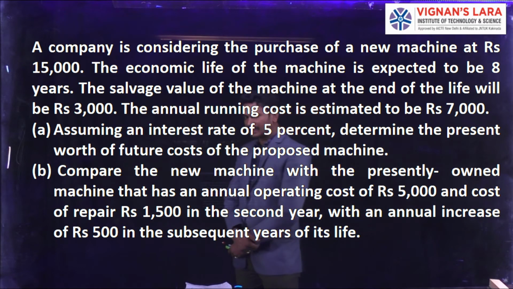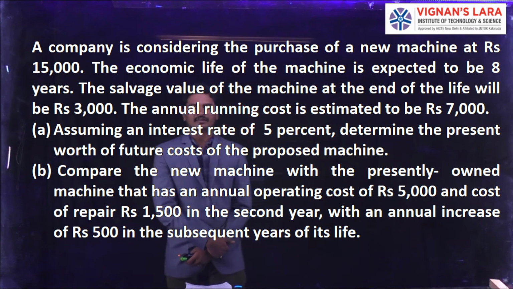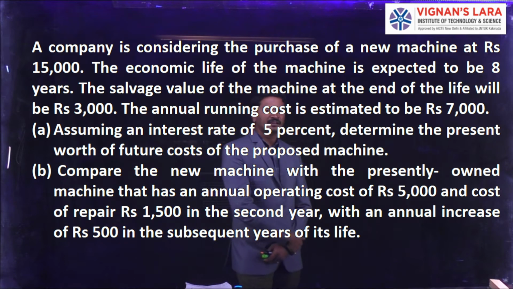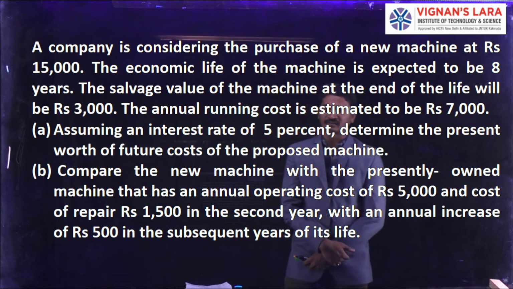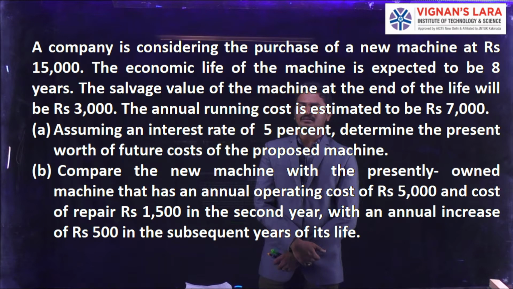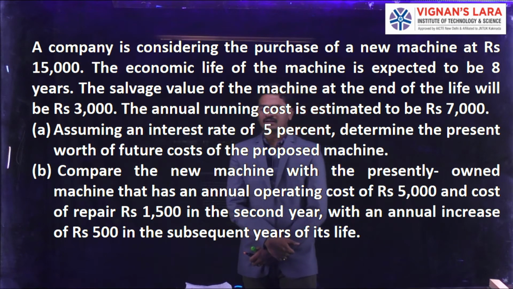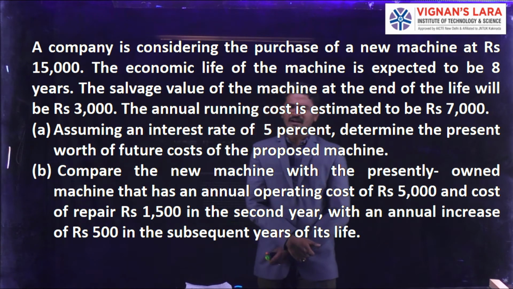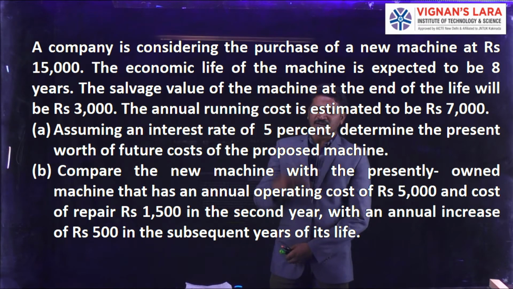Here they are given an interest rate of 5%. Then the annual running cost is 7,000 and the capital cost is 15,000. Okay, and the salvage value is 3,000. Here they are given two cases. Coming to case 1, they are given the interest rate, and in case 2, they are given the annual operating cost and repair cost. This repair cost subsequently increases after the second year, that is 500.